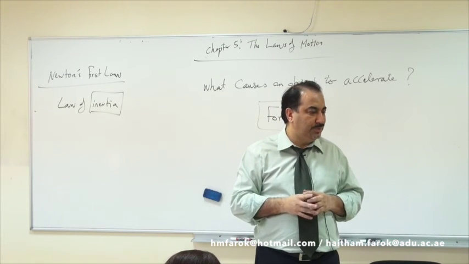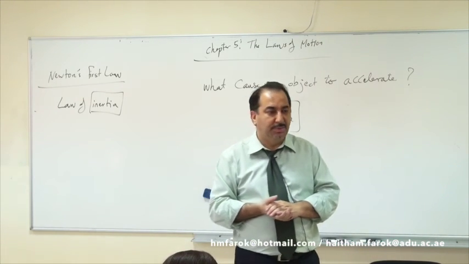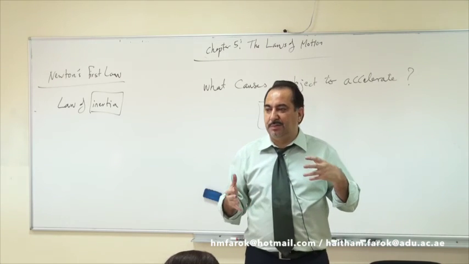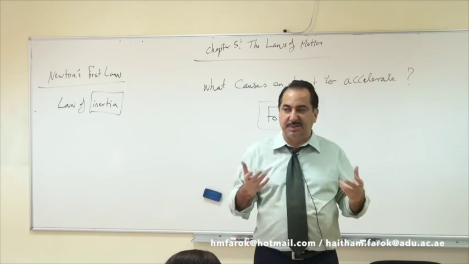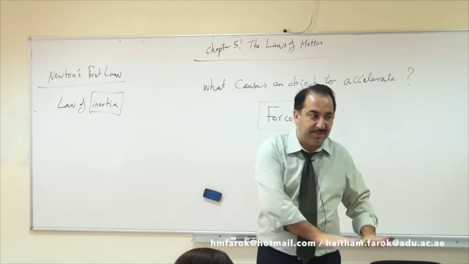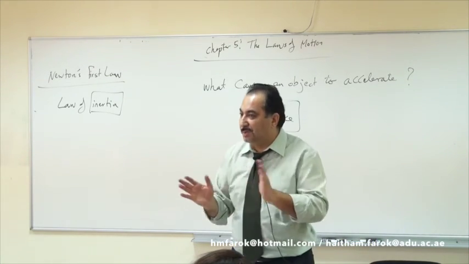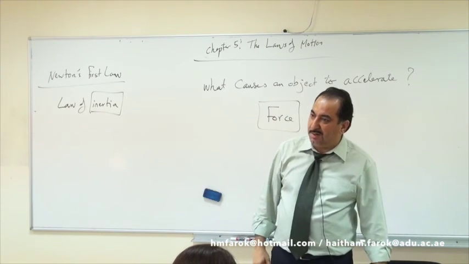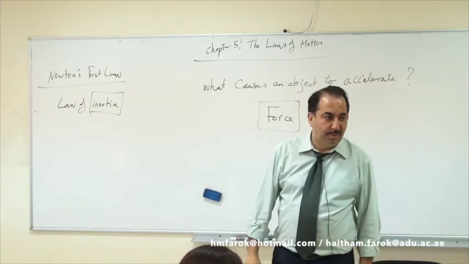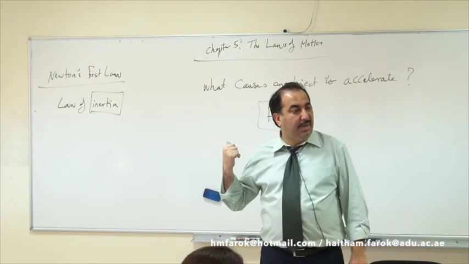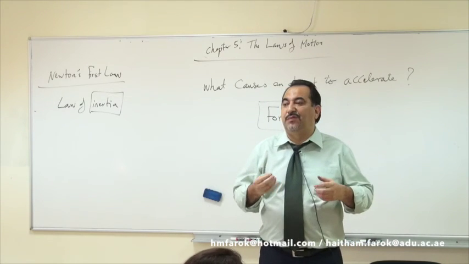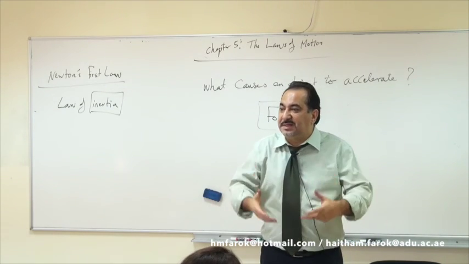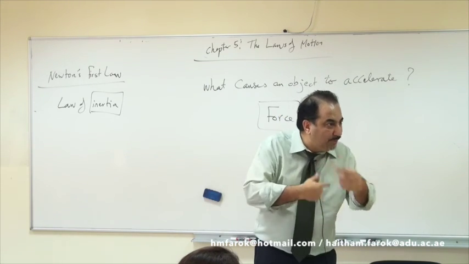Resistance to change of status. What do we mean by that? We have two possibilities for an object. Either the object is at rest or in motion. So the status is either stationary or moving. Now, inertia gives you a sense of the resistance to change of this status.